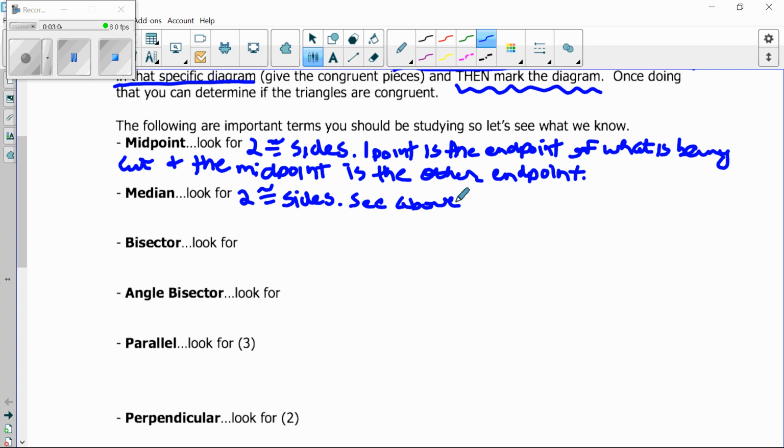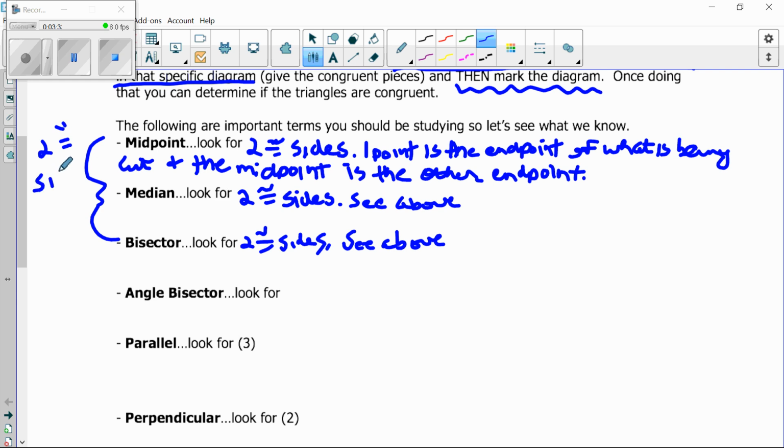And for a bisector, we're going to do two congruent sides. So again, we have our two congruent sides, and I'm also going to write C above because it does the same thing as a midpoint. So we have three different things that will do two congruent sides, and that's going to be really, really important that you can pick those three things out.